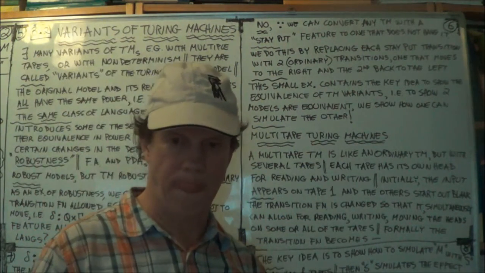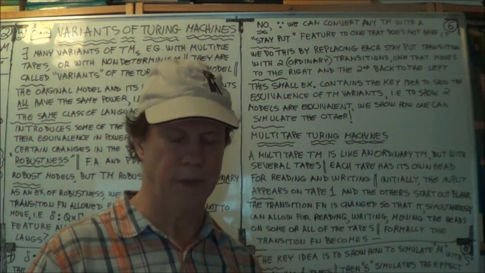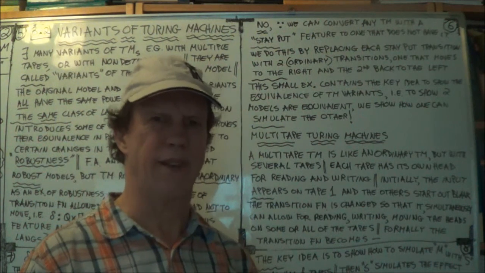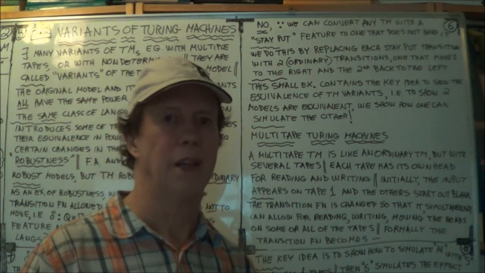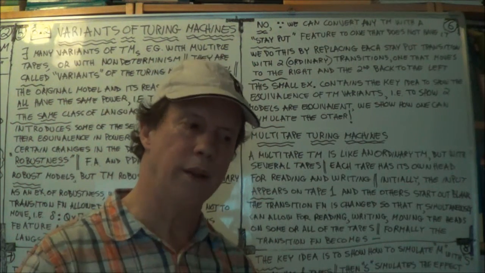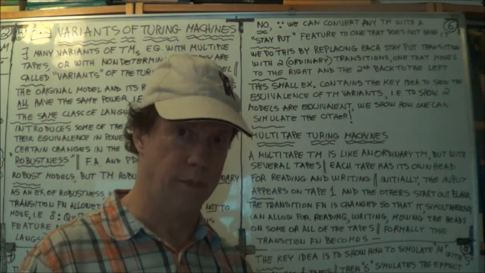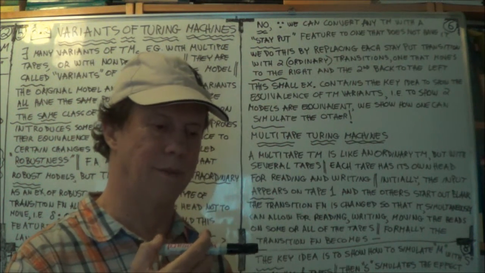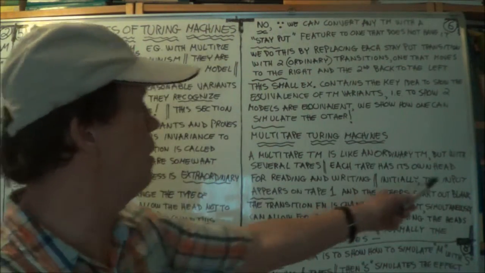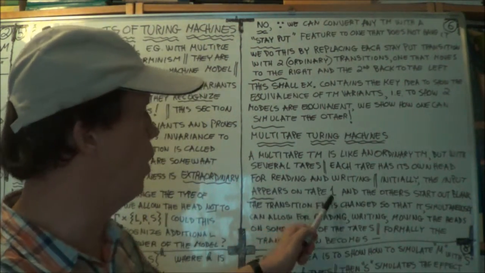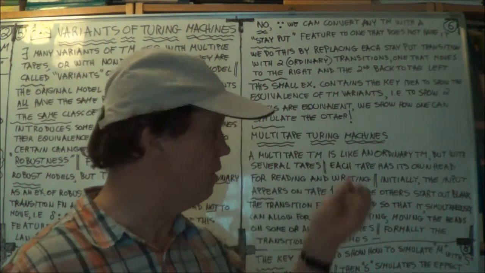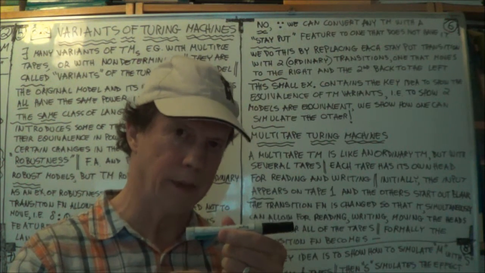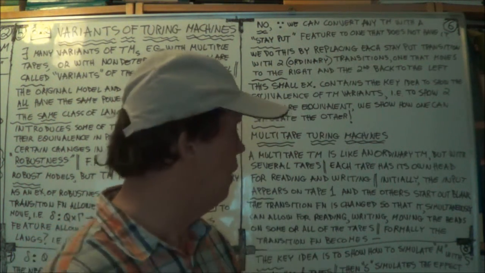Now it's similar to a Turing machine. Turing machines have an input string. Are you going to split that up, or keep it intact? You keep it intact. You put it on the first tape. So your first tape contains the input string. Initially, the input string appears on tape 1, and in this variant, all the other tapes are blank at the beginning.